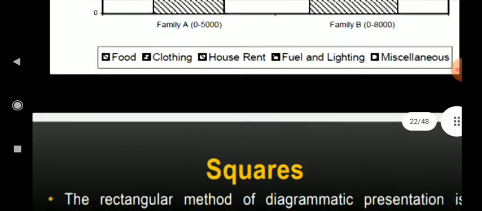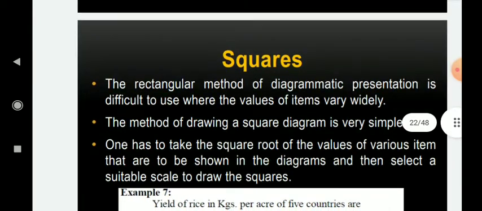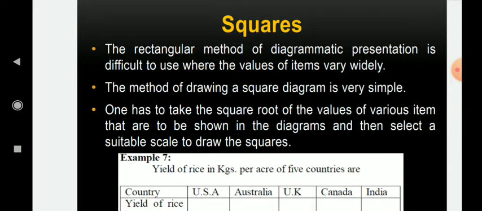Now let us move towards the next type, that is squares. A square, as we know, is different from a rectangle in the sense that all the sides of a square are the same.